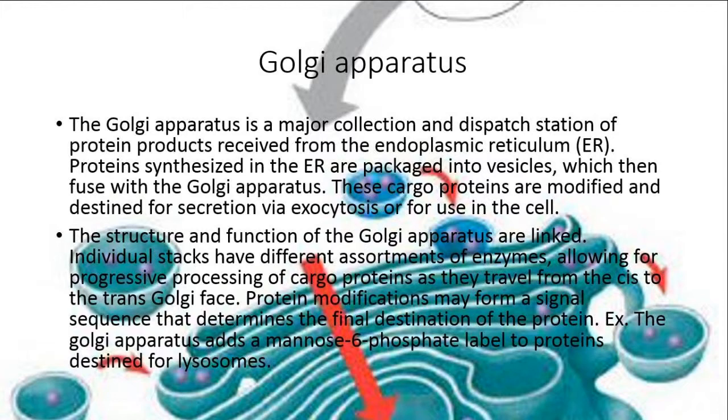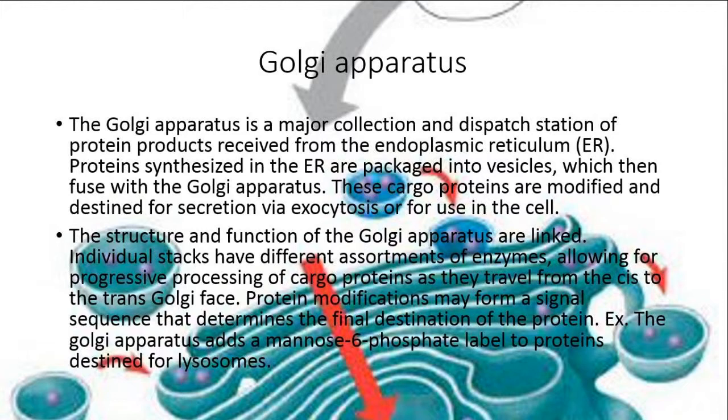Individual stacks have different assortments of enzymes, allowing for progressive processing of cargo proteins as they travel from the cis to the trans Golgi face. Enzymatic reactions within the Golgi stacks occur near its membrane surfaces, where enzymes are attached. The Golgi apparatus adds mannose 6-phosphate labels to proteins destined for the lysosome.